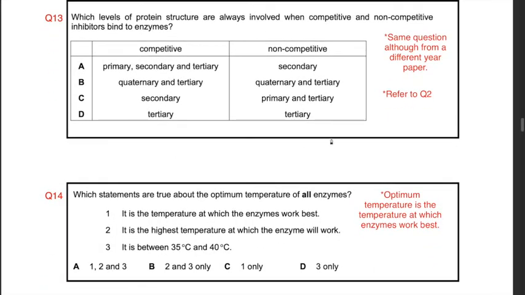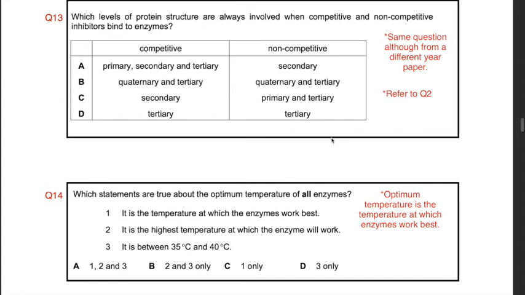Question 13. Which levels of protein structure are always involved when competitive and non-competitive inhibitors bind to enzymes? This is the same question as done previously, although it is from a different paper. Refer to question 2 for the explanation. Let's move on to the next one.